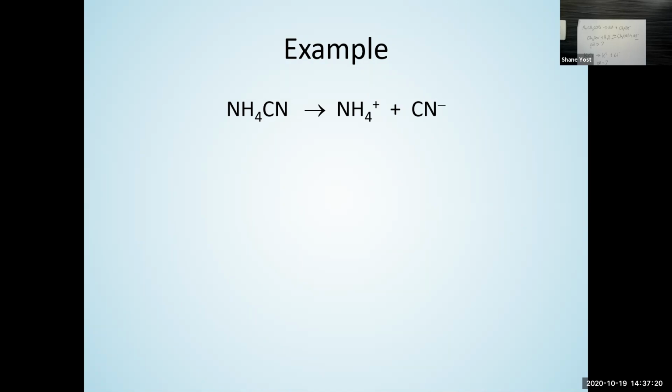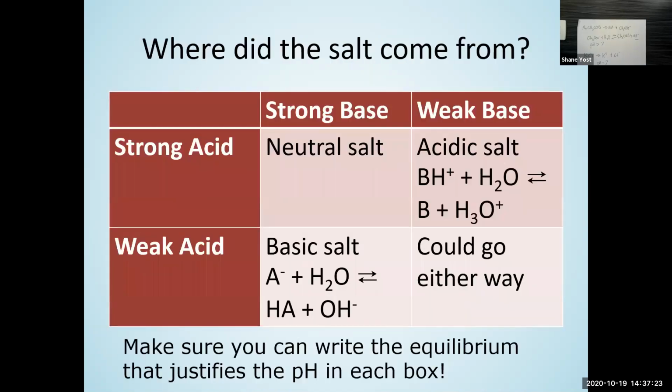So just to summarize these examples: if the ions from your salt come from both a strong acid and a strong base, then your salt is going to produce a neutral solution, pH equal to 7. If the anions and cations come from strong acids and weak bases, then you've added some sort of weak acid to that solution, which is going to form hydronium ions. It's going to make it acidic.